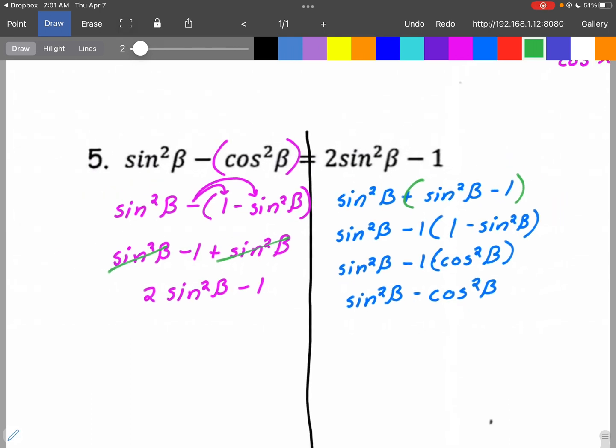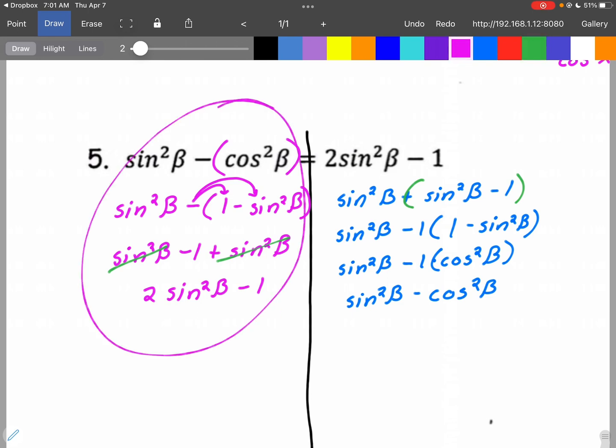All right, so those are your practice problems. Remember that for verify, you will work on one side of the equation only. You will not do any marks on the other side. You're simply taking one side and working it until it becomes what you have on the other side.